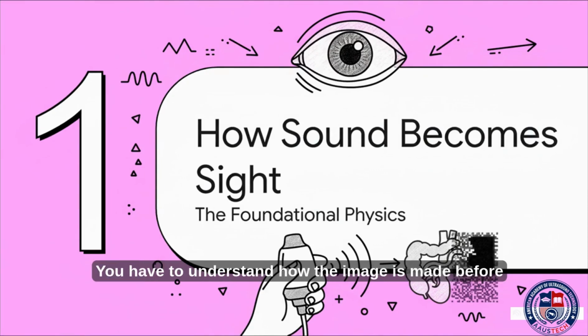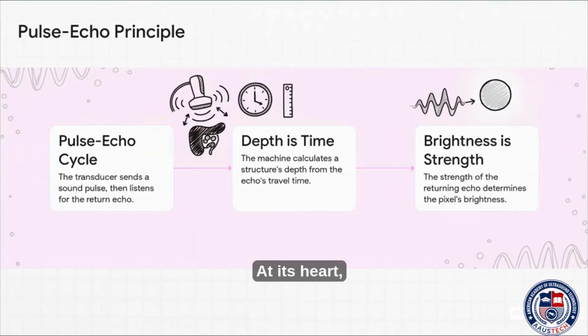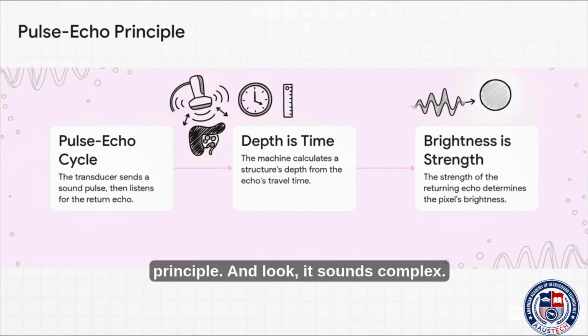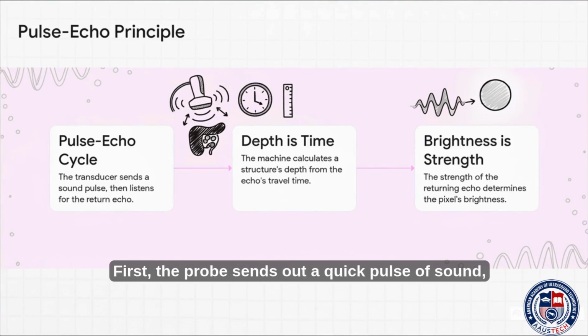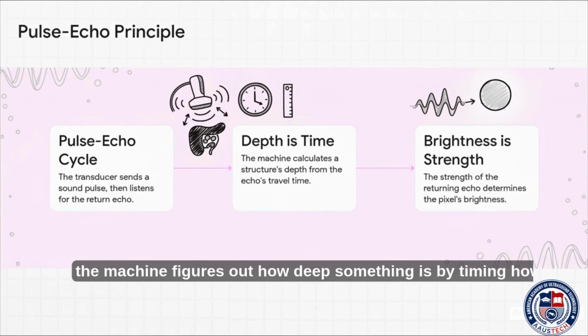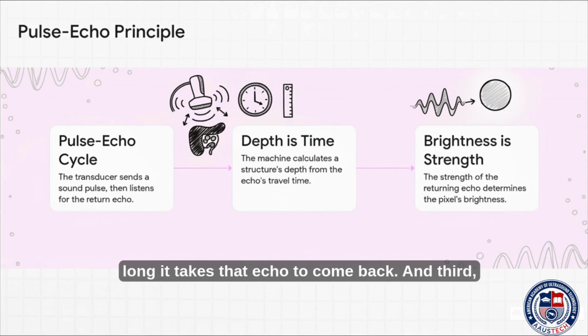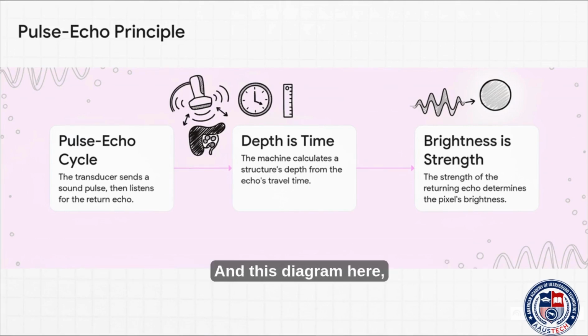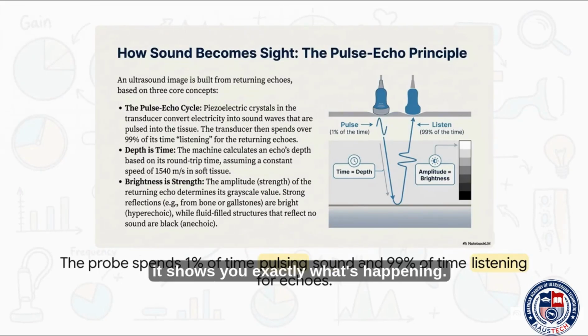You have to understand how the image is made before you can really master what you can do to make it better. At its heart, ultrasound is all about something called the pulse-echo principle. And look, it sounds complicated, but it really boils down to three simple ideas. First, the probe sends out a quick pulse of sound and then it just listens for the echo. Second, the machine figures out how deep something is by timing how long it takes that echo to come back. And third, how strong that echo is when it returns determines how bright the dot on your screen is going to be. That's it. And this diagram here shows you exactly what's happening.